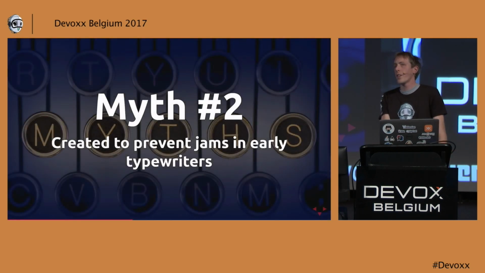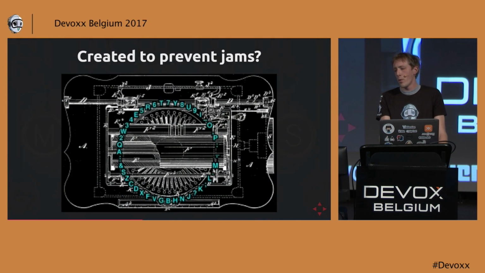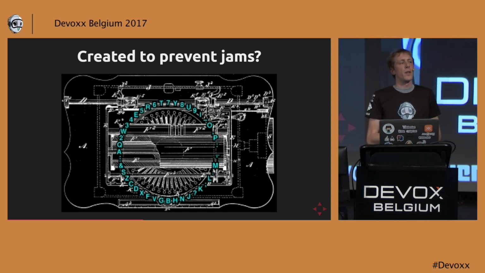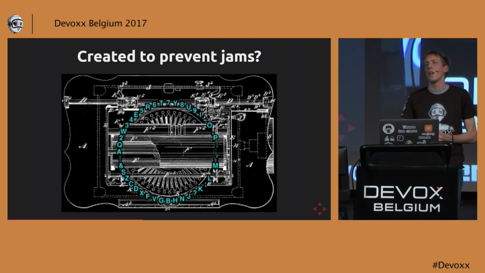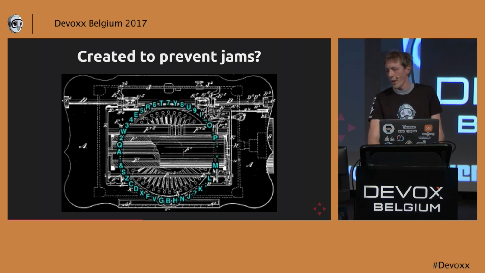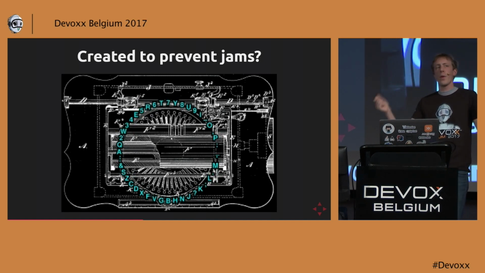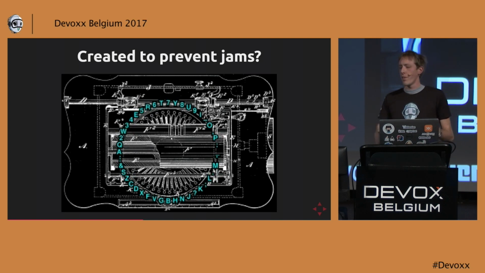The next myth: it was created to prevent jams in early typewriters. Well, this is an example of a typewriter basket in which the letters are already arranged in QWERTY order. You should notice that, for example, the T and the H are opposite of each other, because TH is a very common combination of letters in the English language. So the myth says that the most common combinations of letters were placed as far away from each other as possible to prevent this jamming.